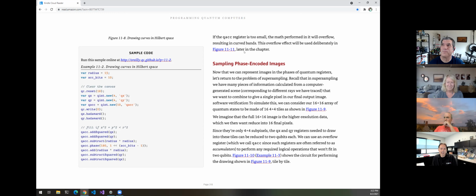So now we can represent images in the phases of quantum registers. Let's return to the problem of super sampling. So again, we have many pieces of information. He's saying we're going to, and yeah, he does have a weird text error here, want to combine to give a single pixel as our final output image. Software verification is not there. That's not supposed to be there.